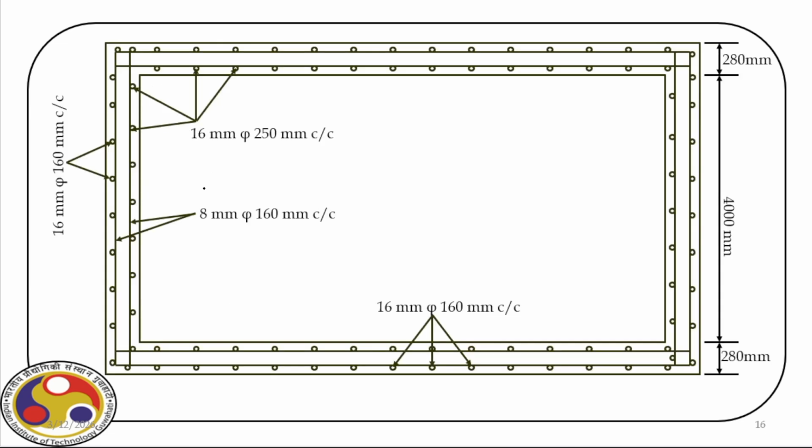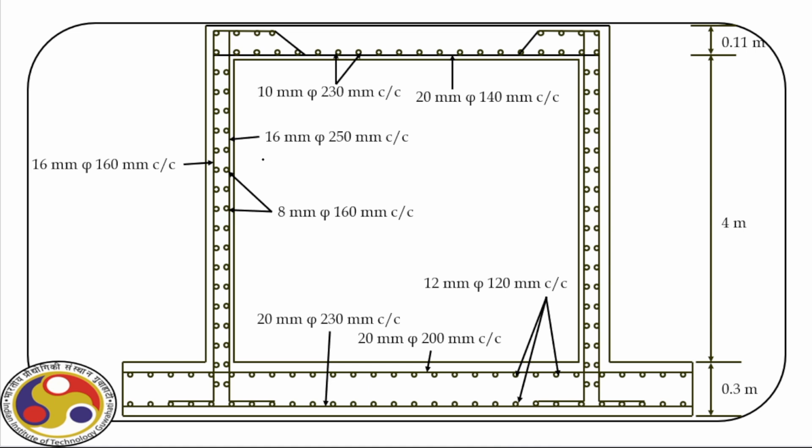Here comes the detailing. As you can see, we have the plan view. So you can see the steels in the walls. Here is the longer side, here is the shorter side, and we have the main bars. These are the main bars. On either face, the outer face, we have 16 phi bars at the rate 160 millimeter center to center. On the inner face, we have 16 phi bar at the rate 250 center to center. Then we have distribution steel 8 millimeter at the rate 160 center to center. So that completes the design.